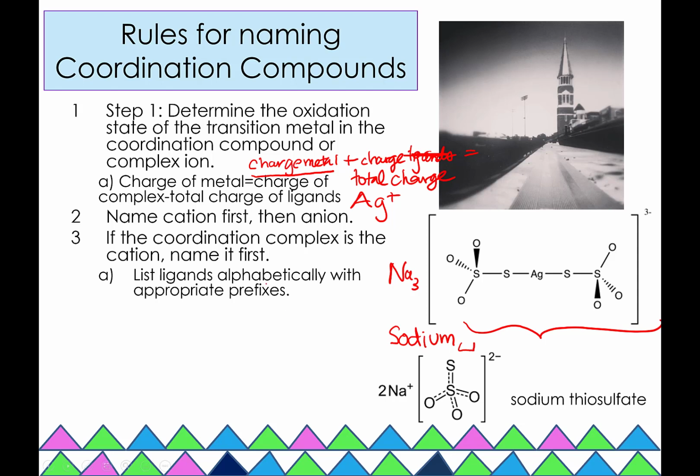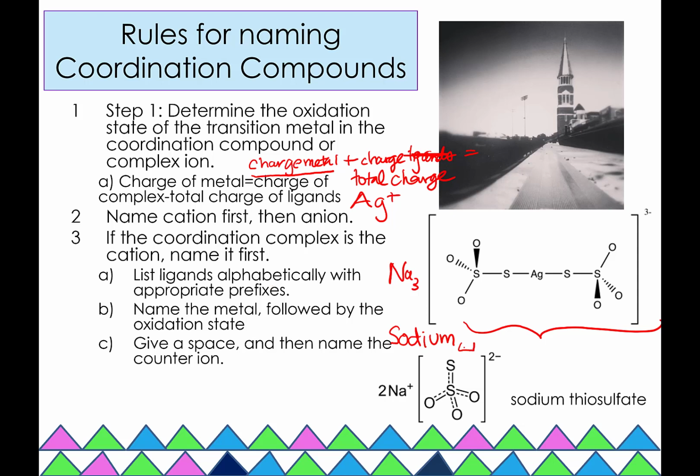For the coordination complex, in this case, it's second, but here are the rules for the coordination complex. You list your ligands alphabetically with the appropriate prefixes. So you list those first, then you name the metal, followed by the oxidation state. And like I mentioned, you want to include a space between the counter ion and the complex ion. You say sodium, and we have 2 ligands. When it's an anion, it's called thiosulfate. When it becomes a ligand, it becomes thiosulfato. It would be called sodium, and we've got 2 thiosulfatos, so we would say dithiosulfato.